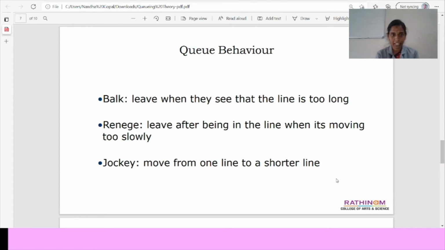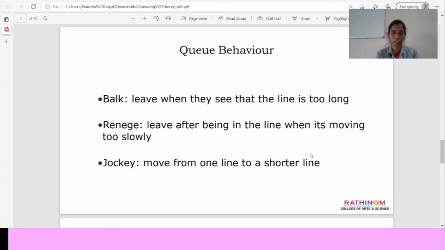Again, the first person is balking: because of the queue length, he will leave the queuing system. Then reneging: because of his impatience, he left the queue before getting the service. And the last person is jumping from one line to another line. This is the meaning of jockeying. So all three are queue behaviors.